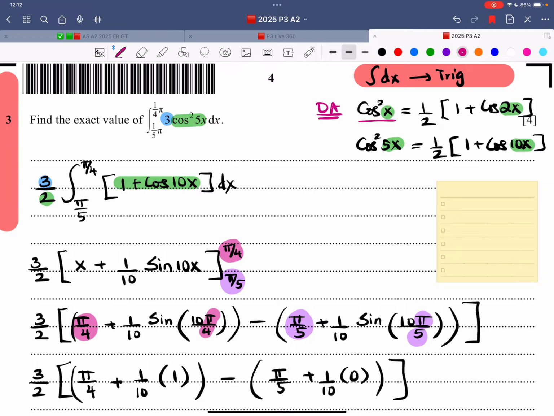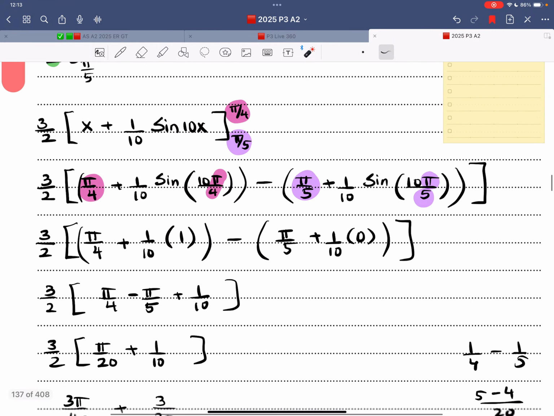So cos square x is replaced with half of 1 plus cos 2x. It's the double angle, so x becomes 2x. That means if it is cos square 5x, then 5x will become 10x. The next thing, this 3 is a constant, so let me place it on the outside. This 2 is a constant, let me place it on the outside. This is 1 plus cos 10x. 1 is integrated becoming x. The integral of cos is a positive sine. The derivative of the bracket comes out and divides. So that is the first thing.